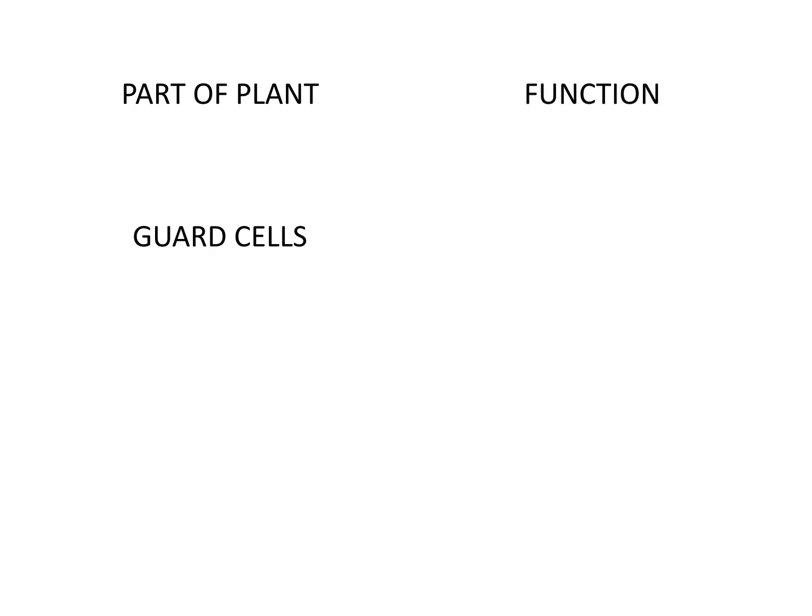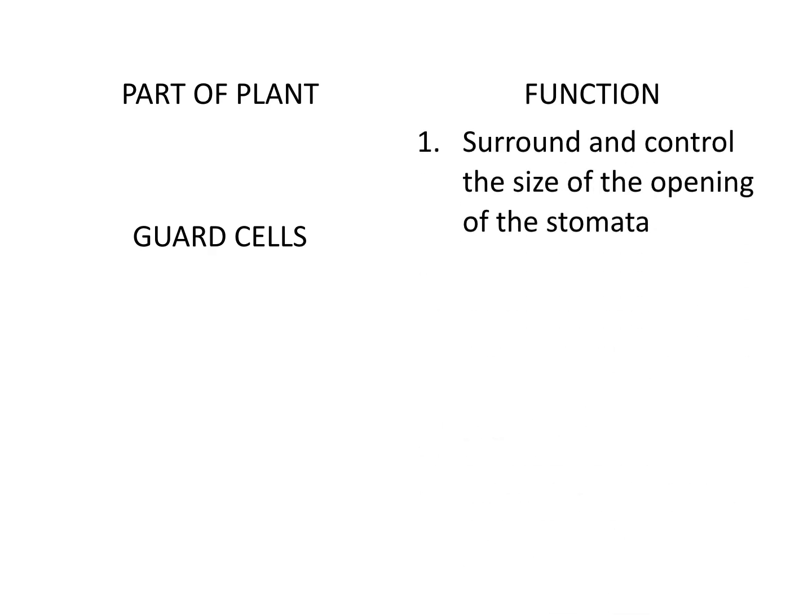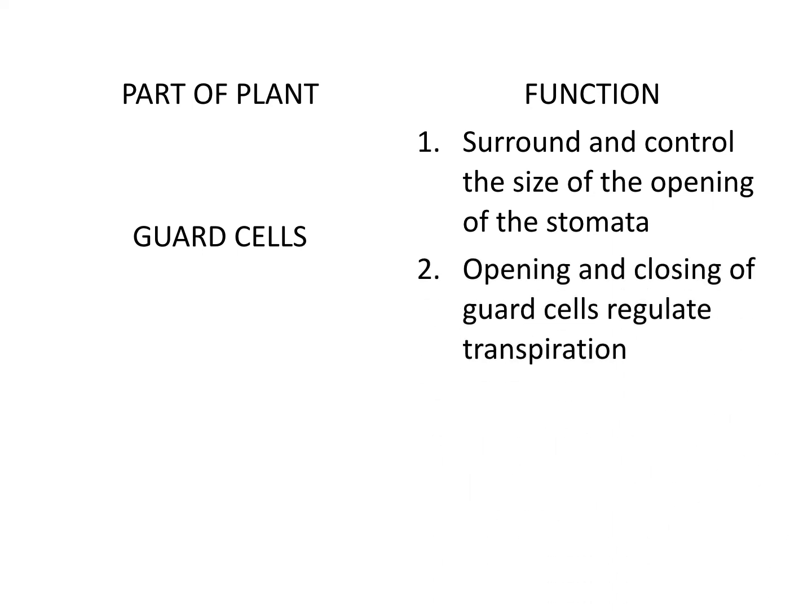Guard cells have two functions. The first one is they surround and control the size of the opening in the stomata. So think about the word guard. It's to protect, meaning these are kind of like the muscles around your mouth. Obviously, it's not a mouth and they're not muscles, but the guard cells are around the stomata. They will figure out if it should open or close. So that leads to the second function, which means the opening and closing of the guard cells regulate transpiration, meaning the guard cells say we need to release more water or we need to keep that water in.